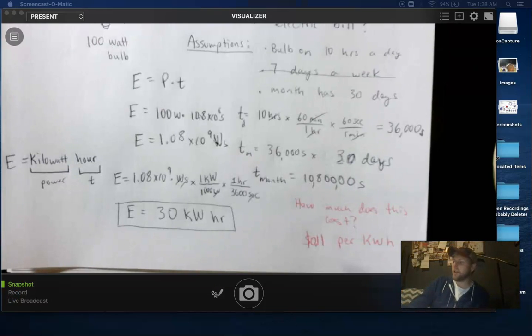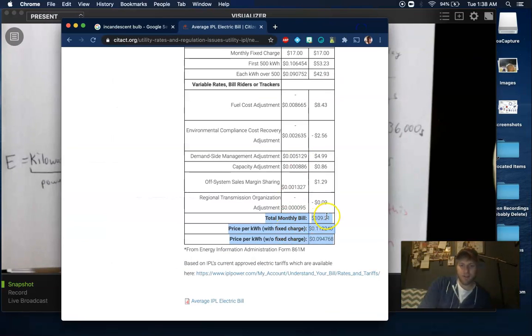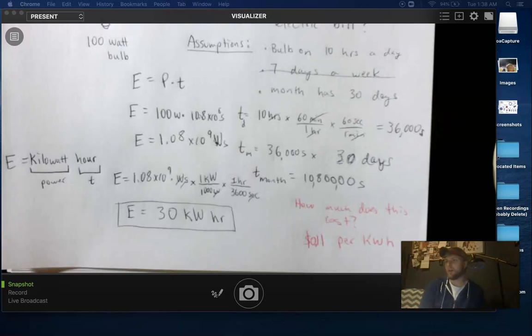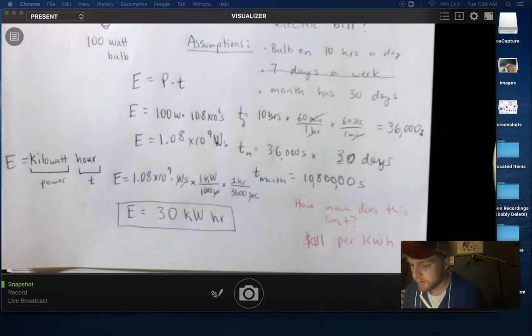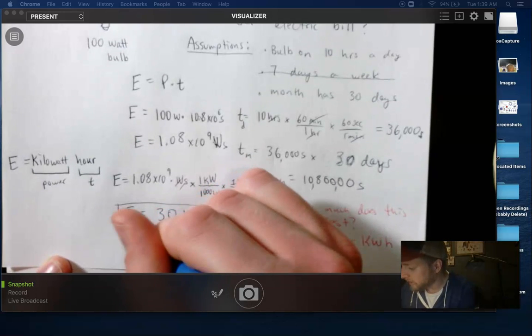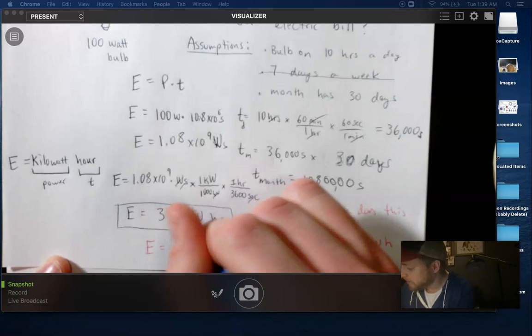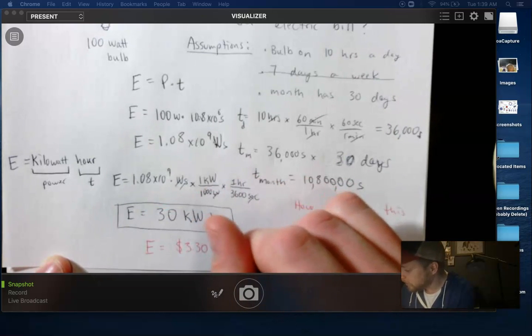Well, I did some digging, and I have my own electricity bills, but according to IPL's website, it's about 11 cents per kilowatt hour for the average customer. Here's what I found. Total monthly average bill is about $109, and depending on your plan, you're somewhere between 9.5 and 11 cents per kilowatt hour. So if we work that out, we would just do 30, because we did 30 kilowatt hours, times 0.11 so that we're in dollars. So this would cost you $3.30 for a month.